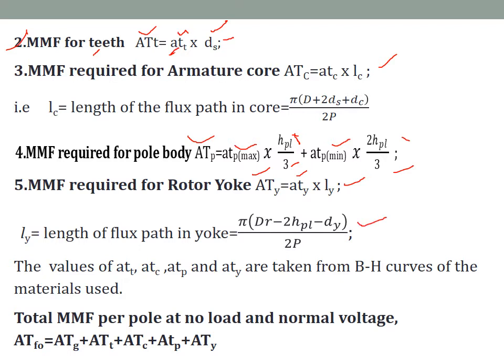If we see the stamping dimensions, this is the rotor diameter, from it two pole heights, one at the top and one at the bottom, have to be subtracted, and half of the dy in the top, half of the dy in the bottom. This is the dy, depth of the yoke. Now values of ATT, ATC are taken from BH curves of the material used. So total MMF can be found out using this equation. ATF naught is equal to ATZ plus ATT plus ATC plus ATP plus ATY. All these after adding we get ATF naught.